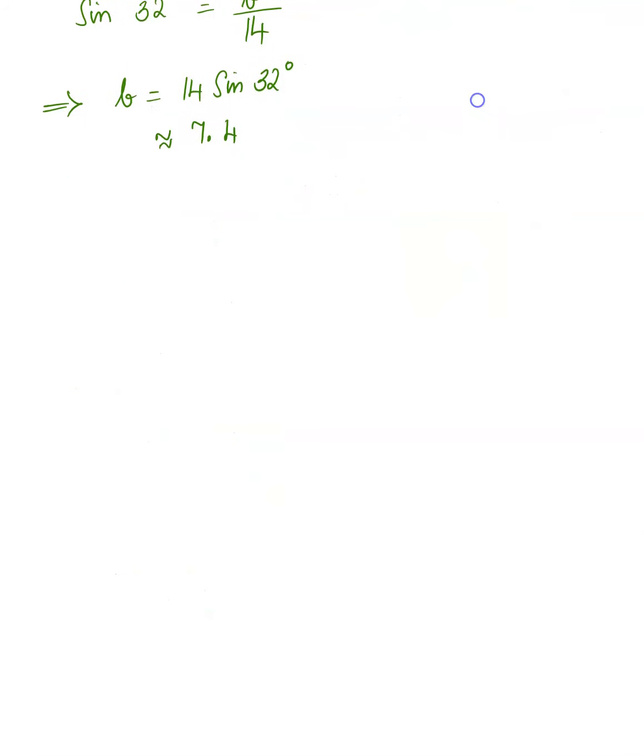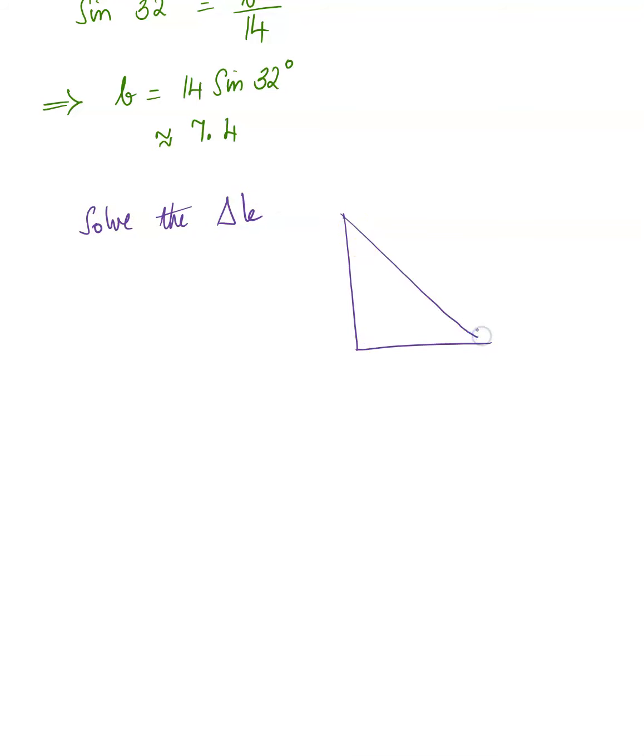Okay, so here's our next question. It says solve the triangle. And we are given this right triangle. It's a right triangle, so you know that one of the angles is 90 degrees, but that's all we have. So can we find at least the missing side? Of course, this is a right triangle, so we could use the Pythagorean theorem.